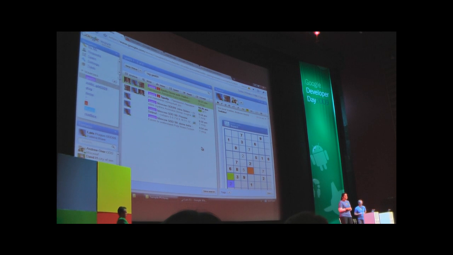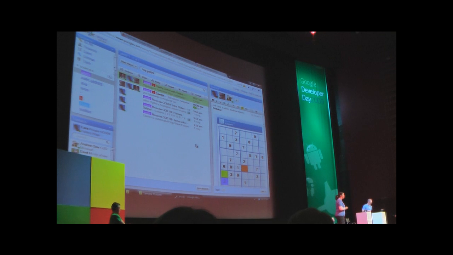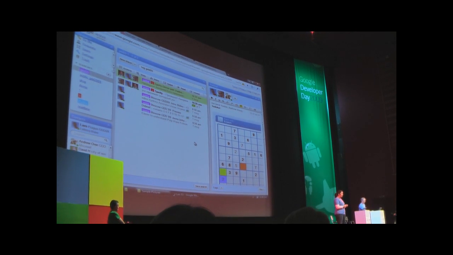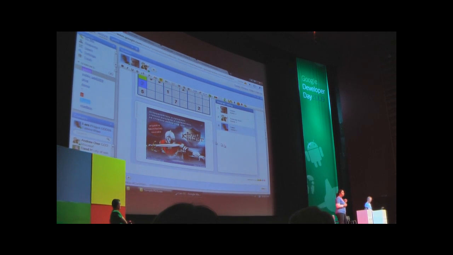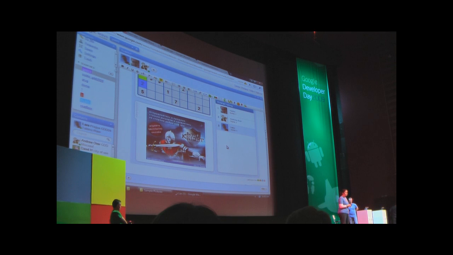Now, for developers, we often get the question, how am I going to make money from this platform? So first of all, you can look at the Sudoku gadget we showed you earlier, and you'll already see ads there. These are Google ads in this example, but they could be any ads. So that's one way developers could make money.